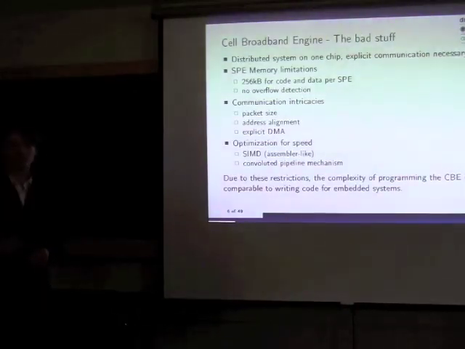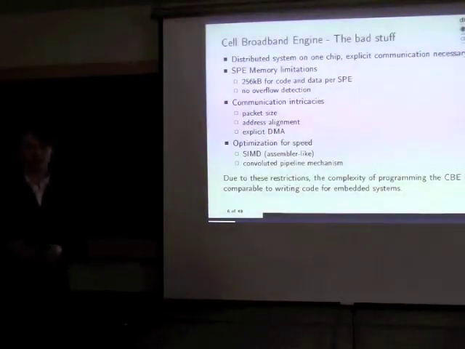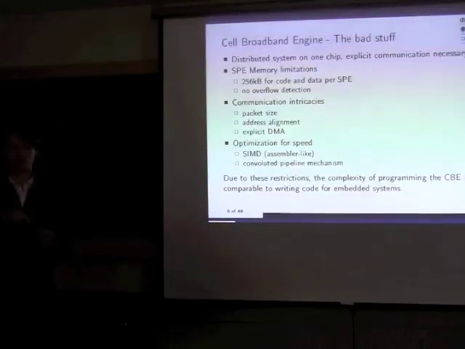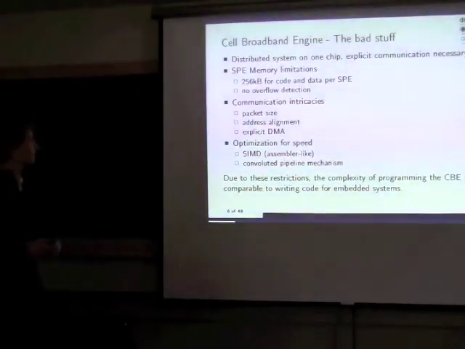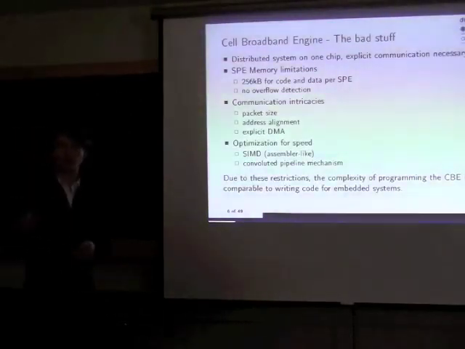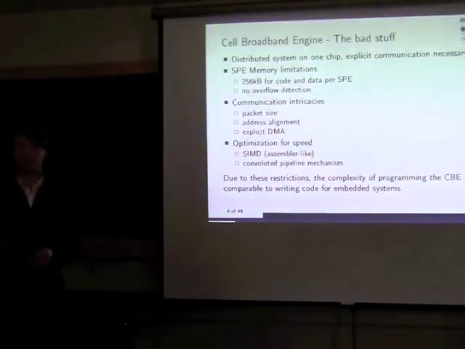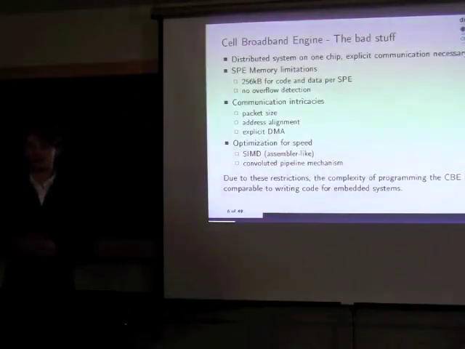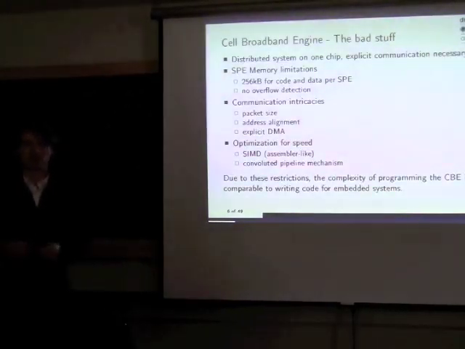Then, the communication is also not straightforward. You have to think about the packet size you want to send. It has to be a multiple of 16 bytes. The source and the destination addresses of the packets you transfer have to be aligned to 16 bytes, and you have to do explicit direct memory access. If you want to optimize your code in the SPU for speed, you have to write SIMD code, which is often like writing assembly code, or even more complicated, since you have vectors. And there's also a pipelining mechanism. It has two pipelines. But getting that just right is also rather complicated.